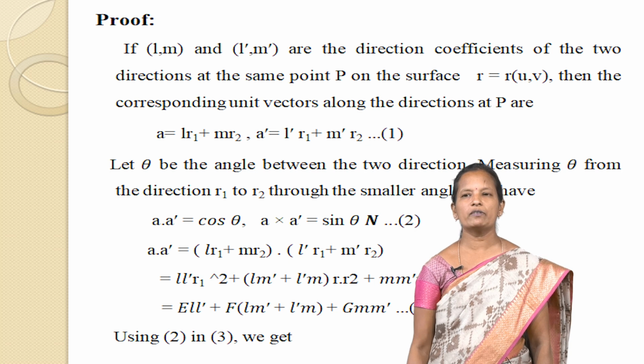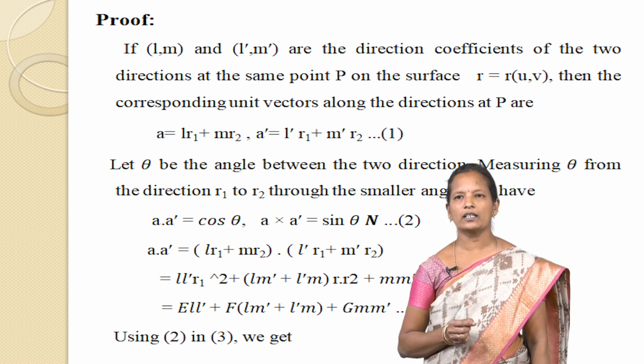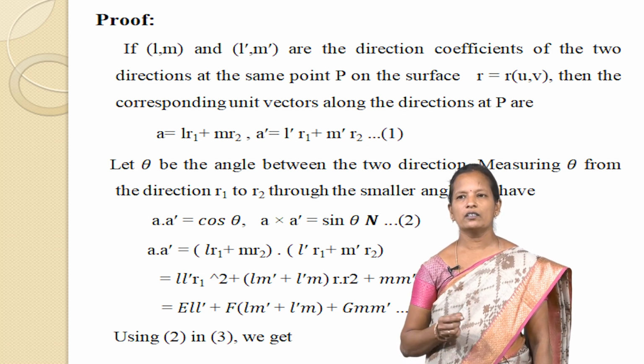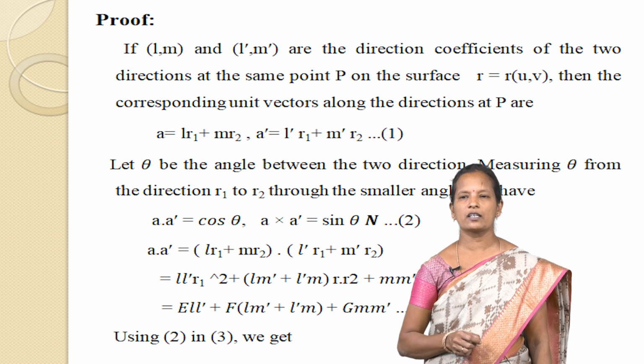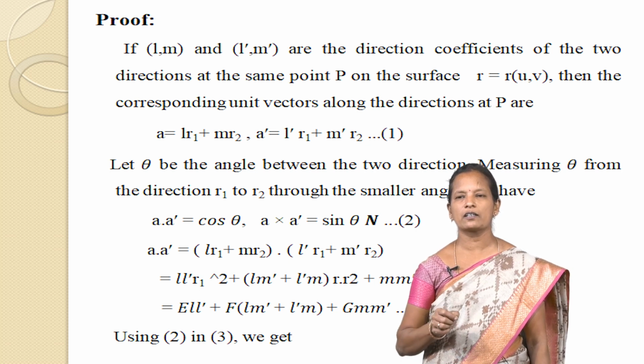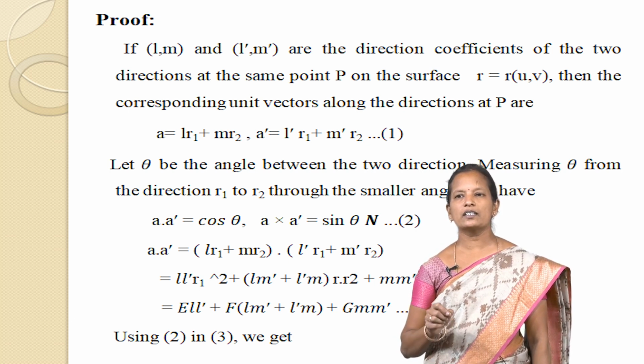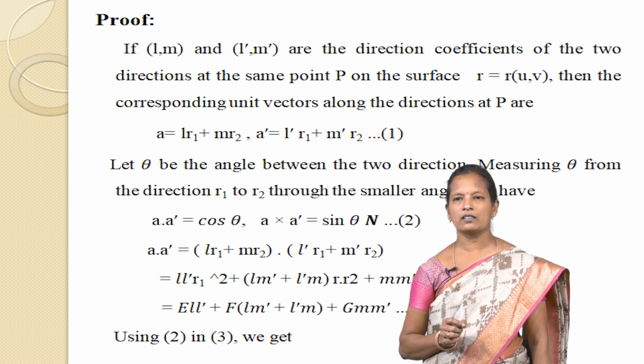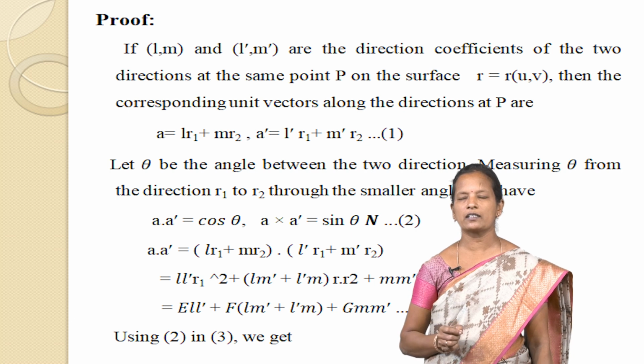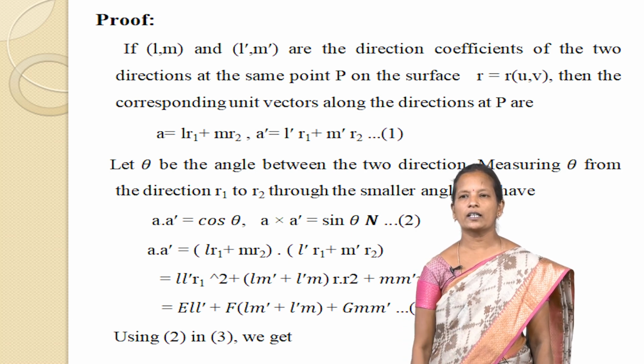Then theta is the angle between the two directions, measuring theta from the direction R1 and R2 through the smaller angle. We have A dot A dash equal to cos theta, and A cross A dash equal to sin theta into N vector. The dot product of A and A dash is cos theta and the cross product is sin theta into N vector, where N is the normal vector. That is equation 2.